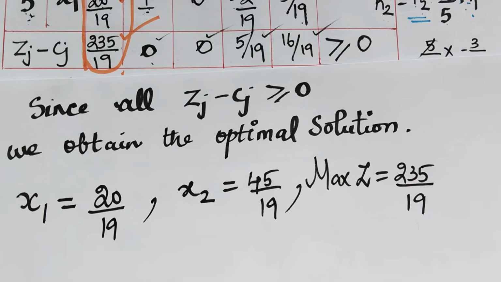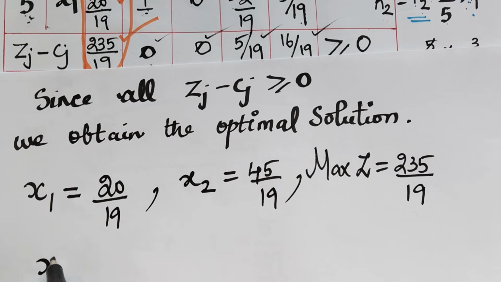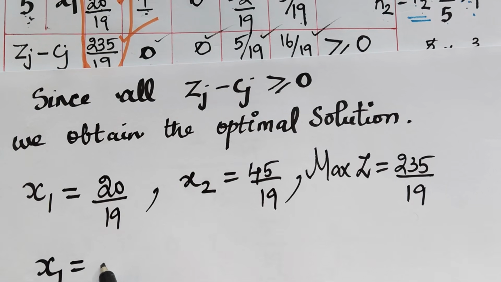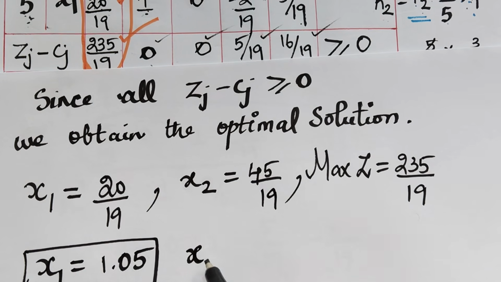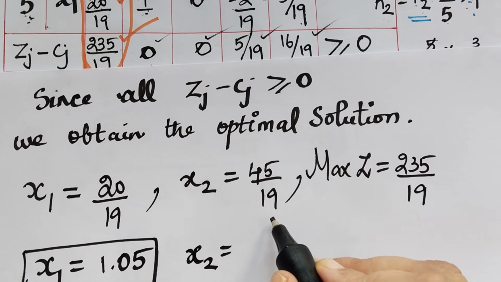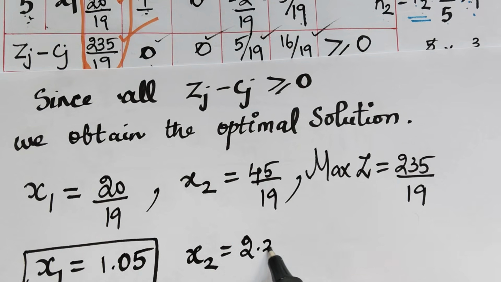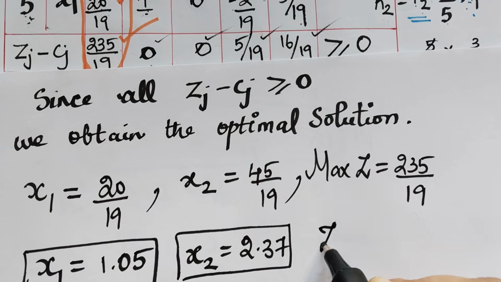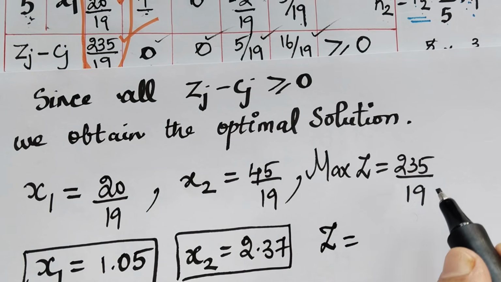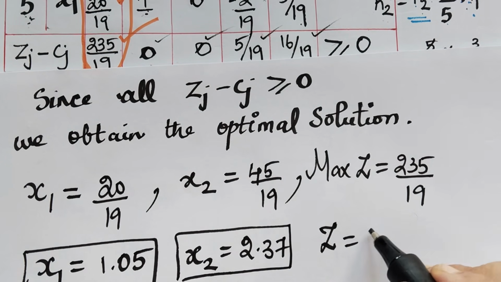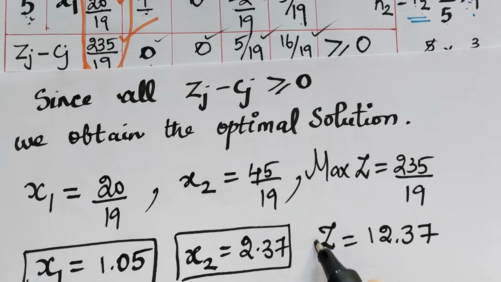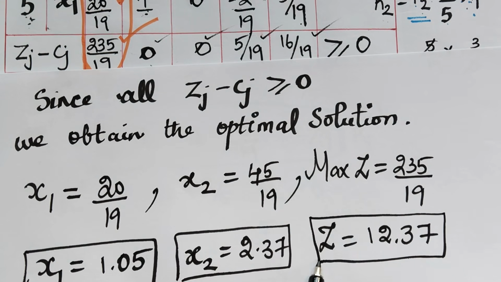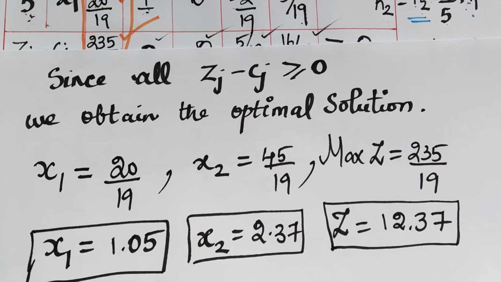When we take the decimal values, x1 will be equal to 20 divided by 19, which is 1.05. So this will be the value of x1. The value of x2 will be equal to 45 divided by 19, which is 2.37 after rounding up. So these are the values of x1 and x2, and therefore the value of z is equal to 235 divided by 19, which on simplification gives us 12.37 after rounding up, and this gives us the maximum value of z. And this is how we have to perform the simplex method algorithm.